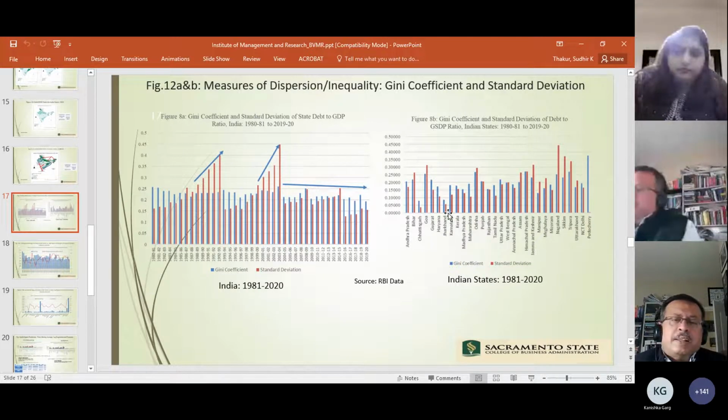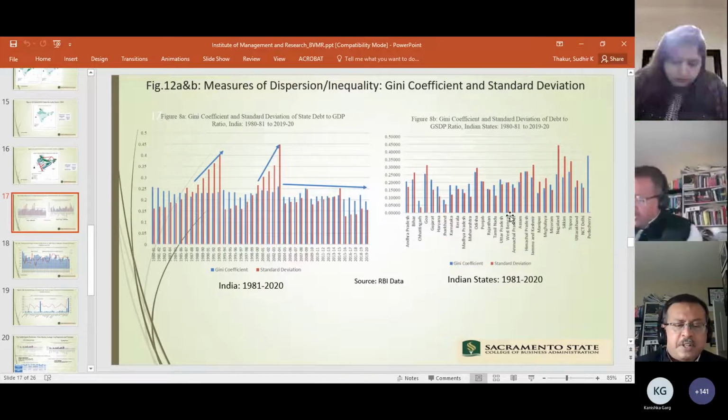Then I wanted to look at the same data at the state level. At the state level, there are variations that we notice. The high debt states are located basically in the northeastern states of Nagaland, Sikkim, Tripura, Odisha, and Jammu and Kashmir.